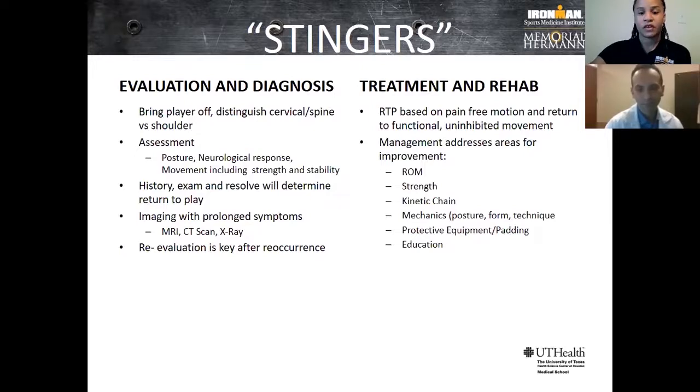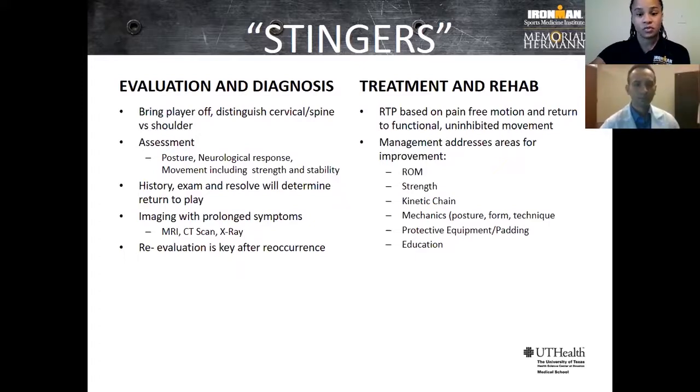So a lot of times with the first one, we'll see them come off. They'll complain of the tingling or numbness. We'll give them a minute. We'll re-eval again. Make sure they're not experiencing any more neurological deficits. Make sure their strength is still there. And then sometimes, especially after that first incident, they can go right back in the game. It's when they start to have those reoccurring ones that we definitely refer to our physicians.